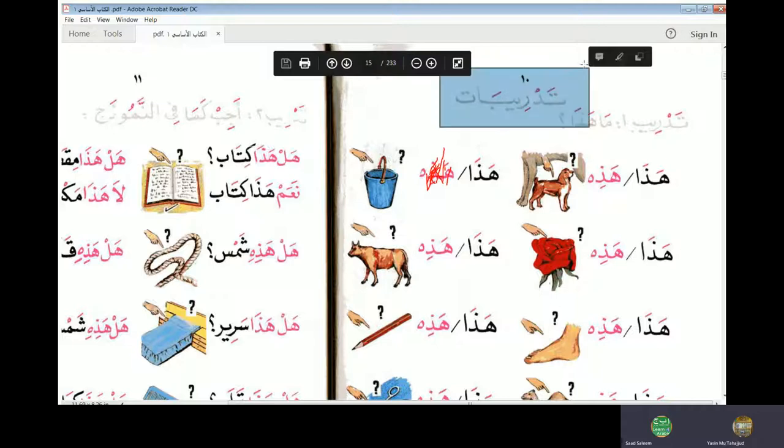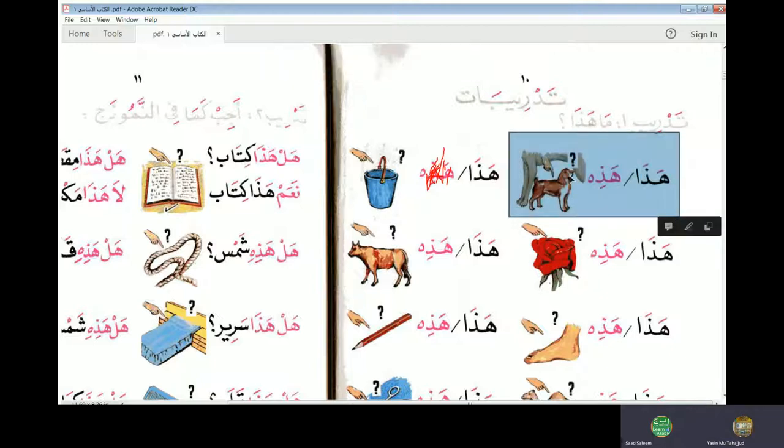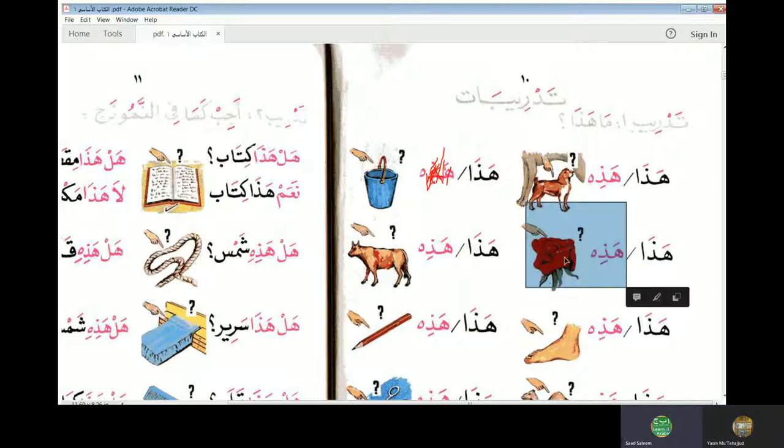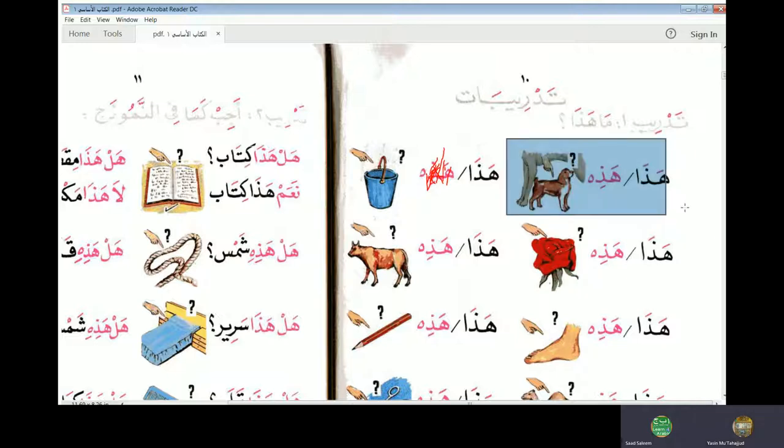Tadribat, exercises. Tadrib level, first exercise. Ma hadha? What is this? So for a masculine word, we will say haza, and for a feminine word, we will say hazihi. You have to choose the right one. Okay. Start from here. All right.